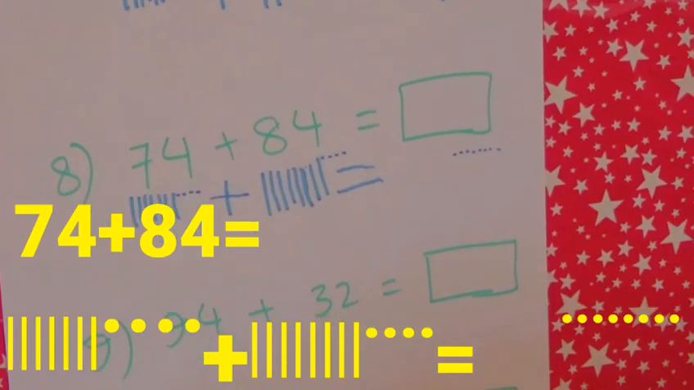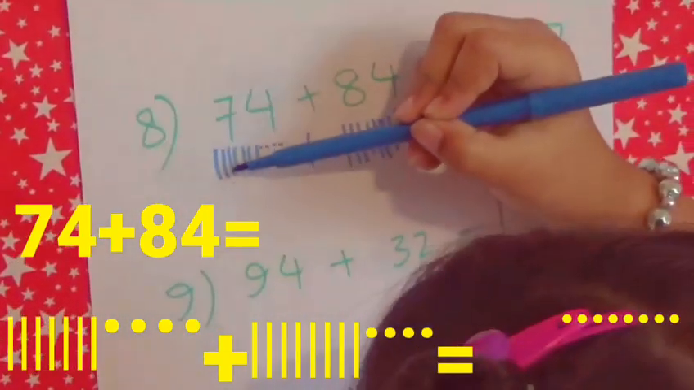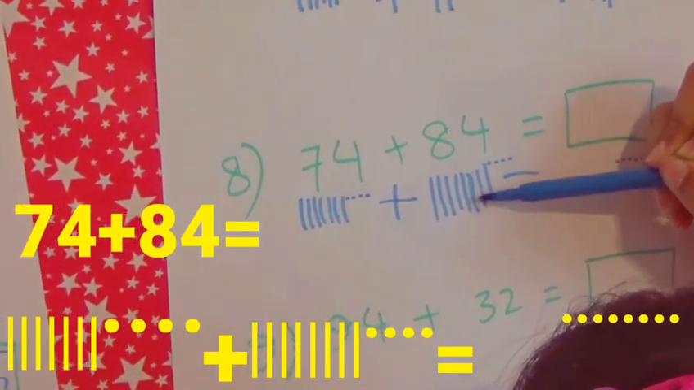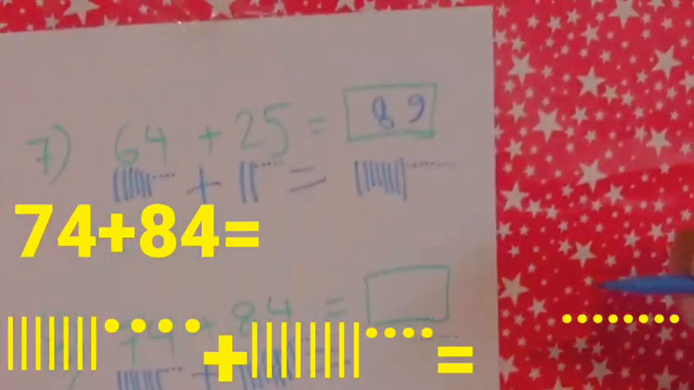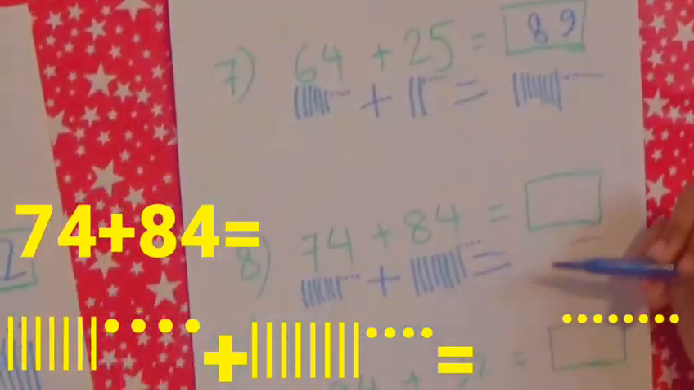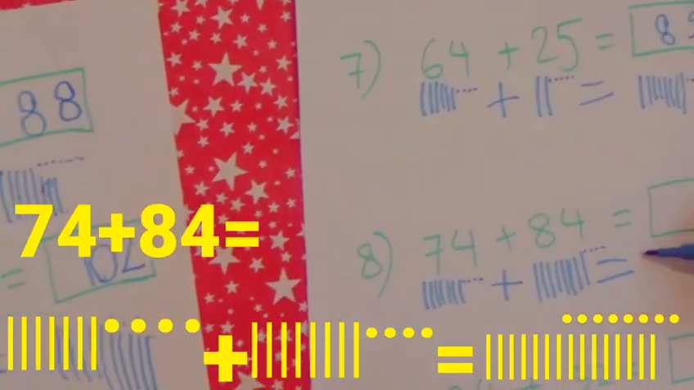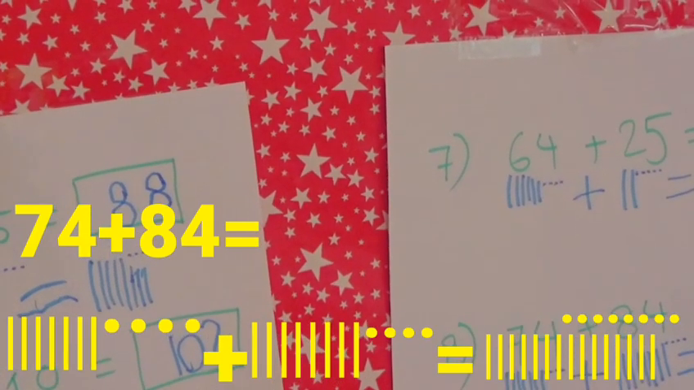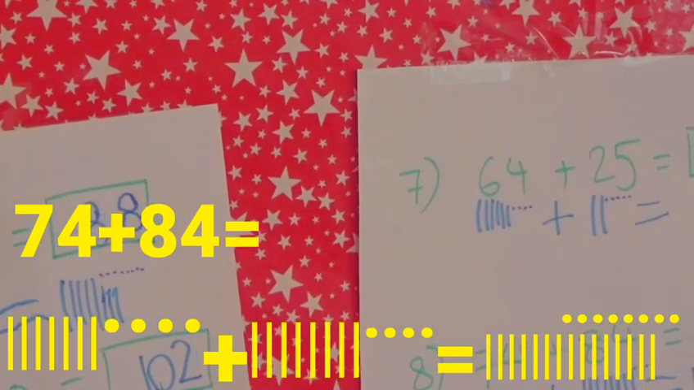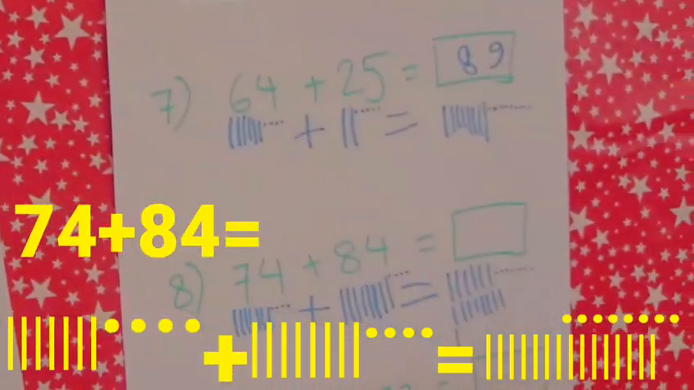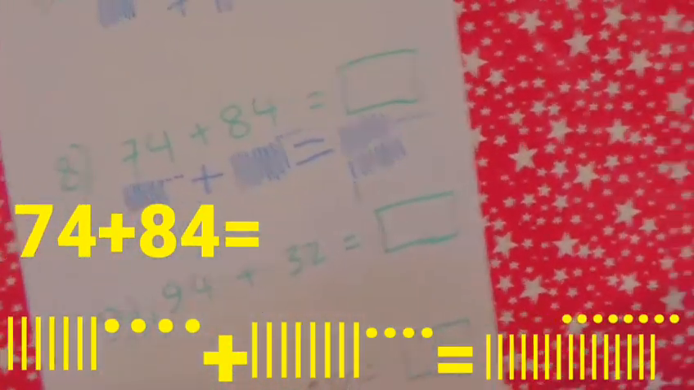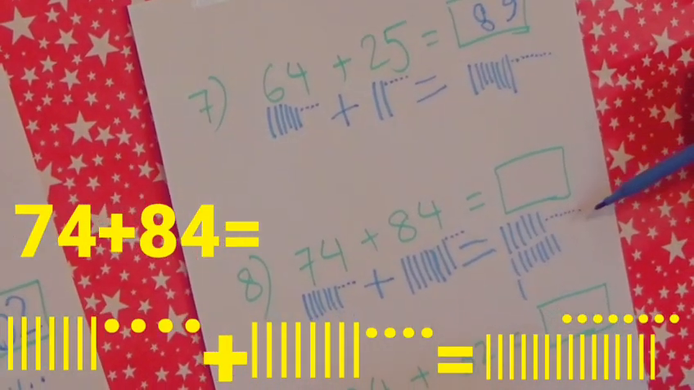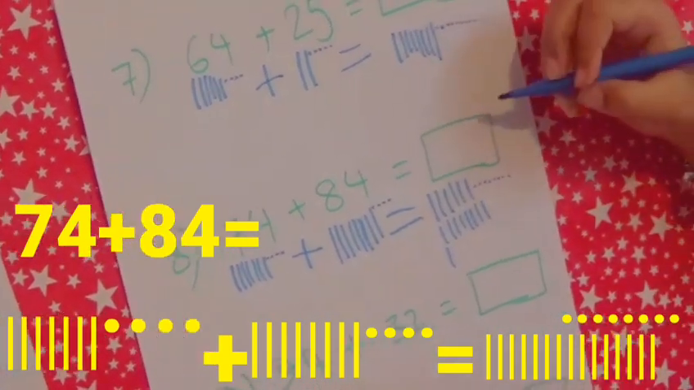Now let's count the lines. 1, 2, 3, 4, 5, 6, 7, 8, 9, 10, 11, 12, 13, 14, 15. Let's write 15 lines here. Let's count the dots. 1, 2, 3, 4, 5, 6, 7, 8. That's right, 8 here.